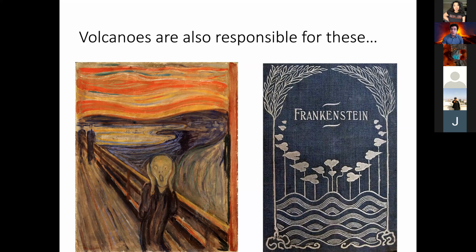Sometimes people call that the year without a summer, because there was so much volcanic ash from this very large eruption that it blocked the sun and made things cold and made everyone gloomy and depressed. And Mary Shelley, alone in her house, was like, man, this is depressing. I'm going to write about monsters. So Frankenstein was written during a volcanic winter.